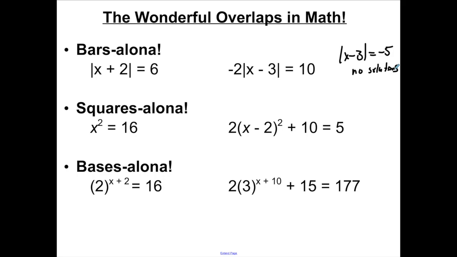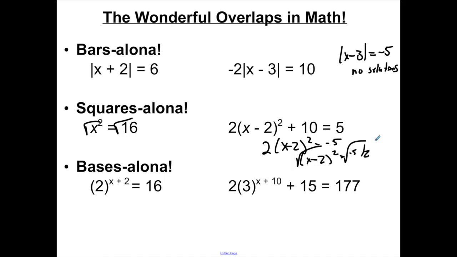When we started to solve by taking square roots, whenever we had a perfect square, the goal was to get it alone. Sometimes in the case of x squared equals 16, it was already alone and we could just square root both sides. In the case of this other equation, first we might have to subtract 5, then divide by 2, and then go from there. We had to get the squares alone, and then once the squares are alone, we could take the square root and go from there.